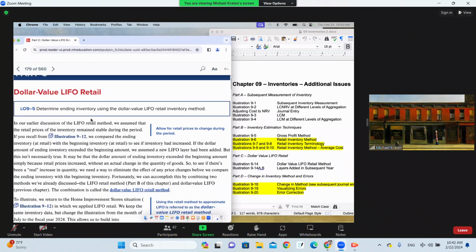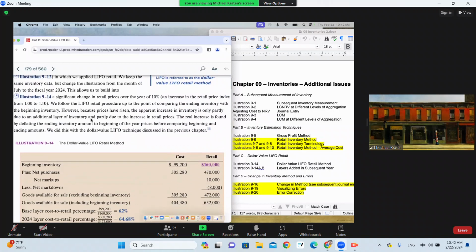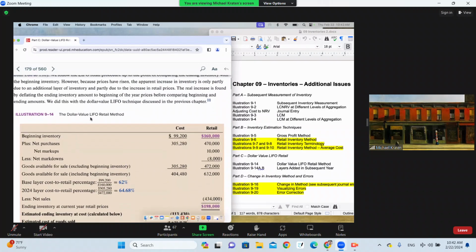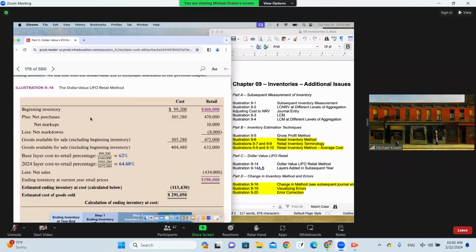And again, this I don't intend to quiz, so I'll only spend a minute or two talking about it briefly. The only difference between this analysis and the previous analysis is that in the prior analyses, you computed a single percentage of cost to retail.